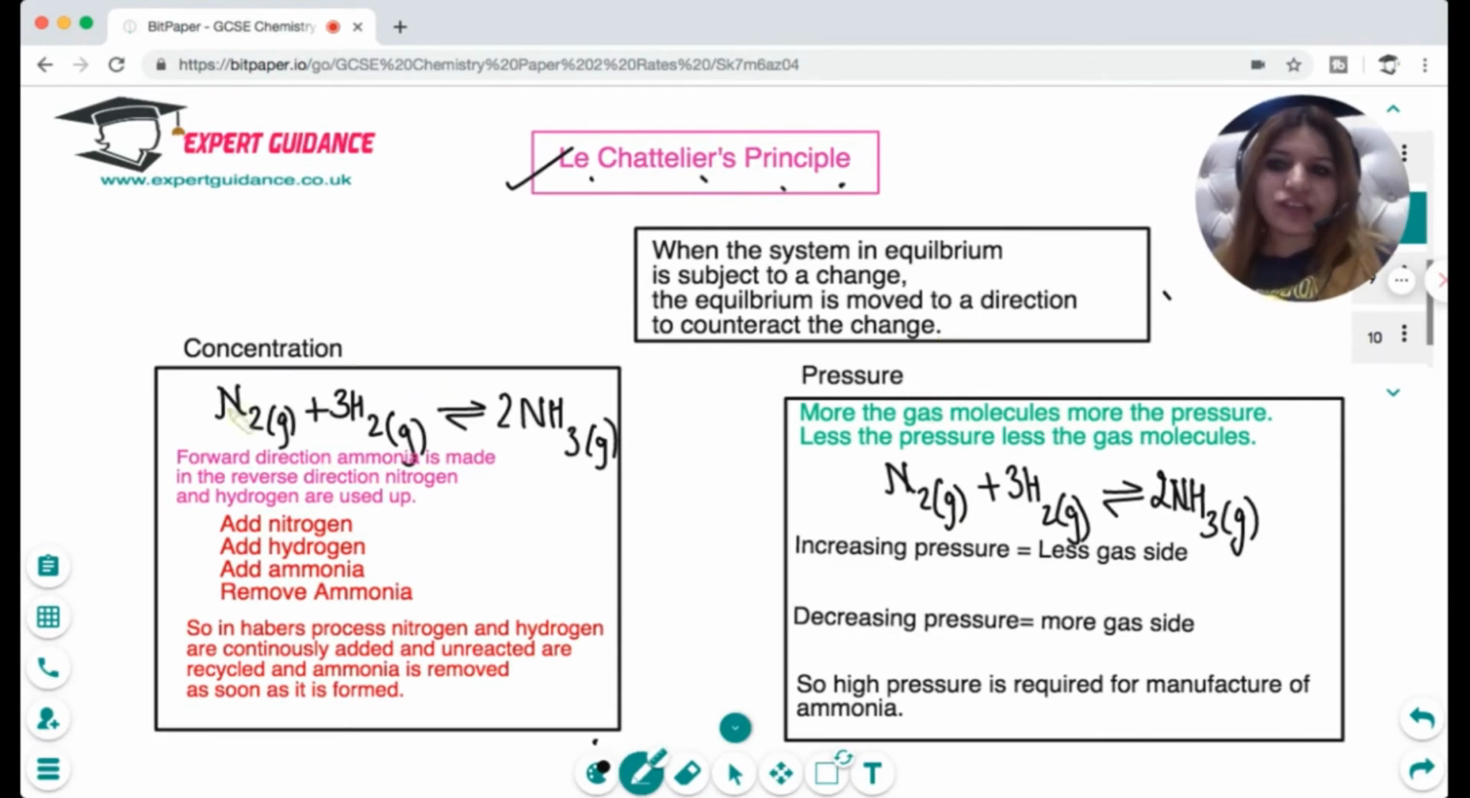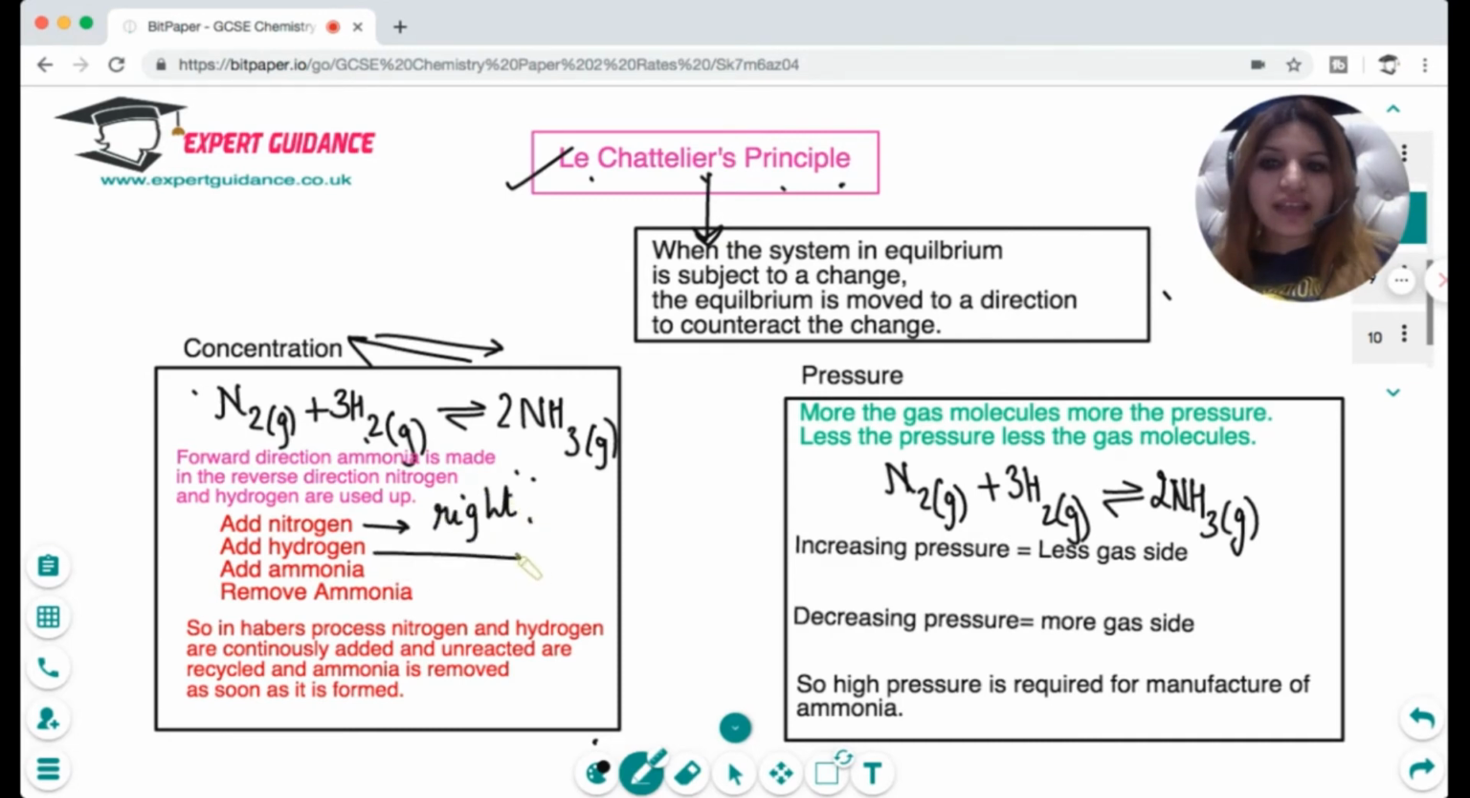Just see this reaction. This is the ammonia manufacture, where nitrogen and hydrogen give ammonia. So in the forward direction, what is happening? That is to the right, ammonia is being made and nitrogen and hydrogen are getting used up. In the reverse direction, ammonia is used up and nitrogen and hydrogen are made. Now, if you add nitrogen deliberately to this system, according to Le Chatelier's principle, whatever you do, the reaction will do the opposite. So you have added nitrogen, the reaction will move to that side which is using up the nitrogen. So what is that side? Right. So the equilibrium will shift towards the right by adding nitrogen.